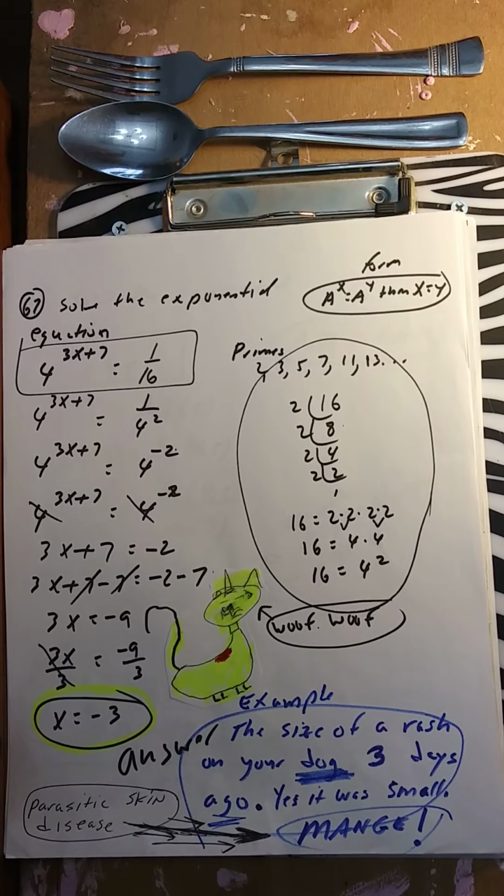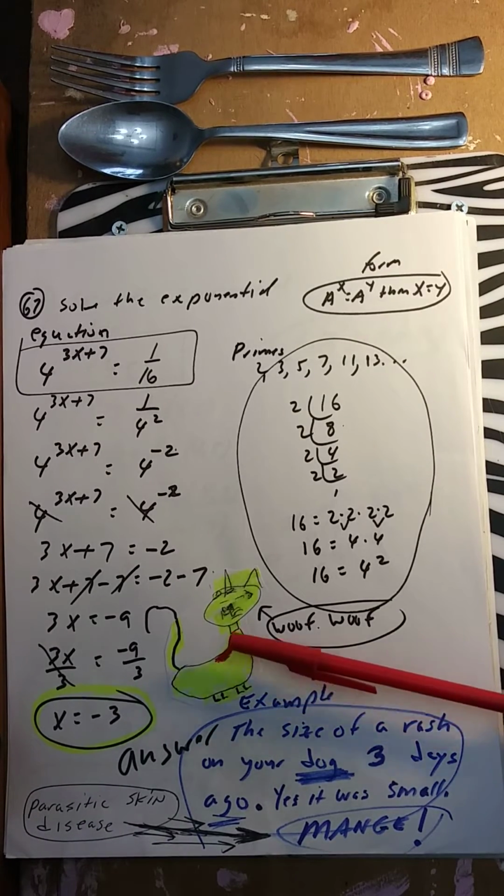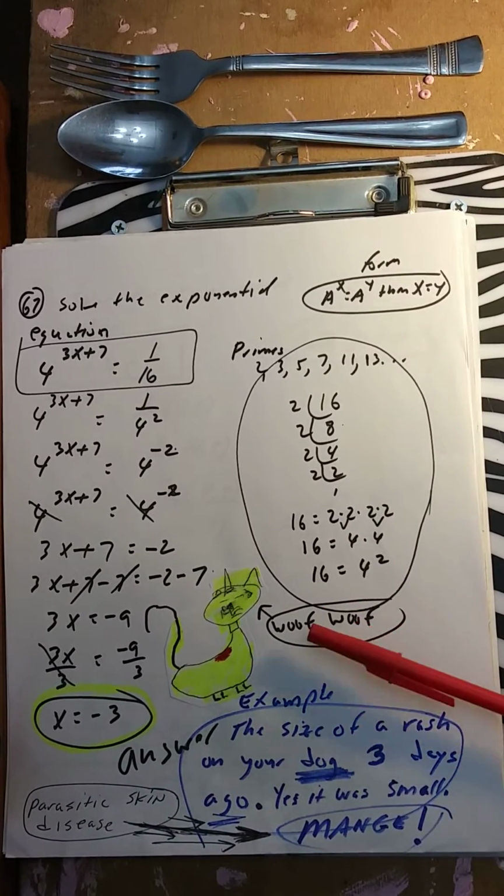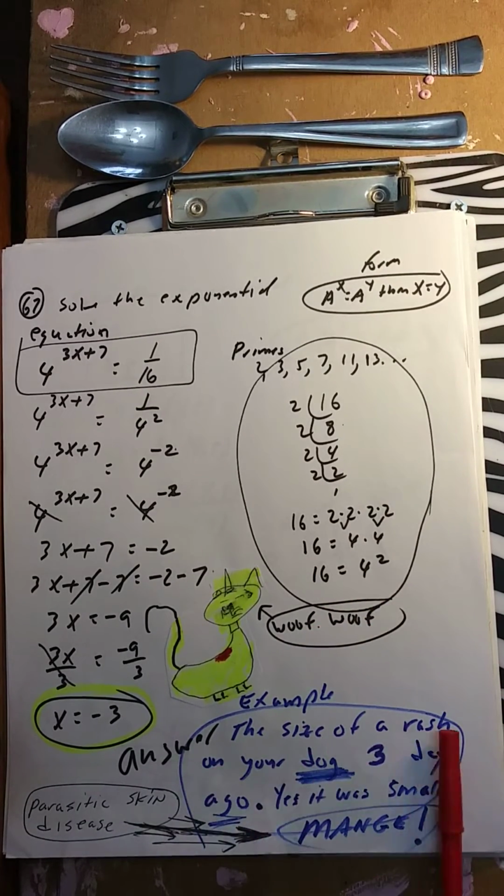Okay? What does that mean? Oh, here's the dog, right? Woof, woof. Maybe. Kind of like a dog. Sort of. Cat dog. Woof, woof. The size of the rash on your dog 3 days ago means before.